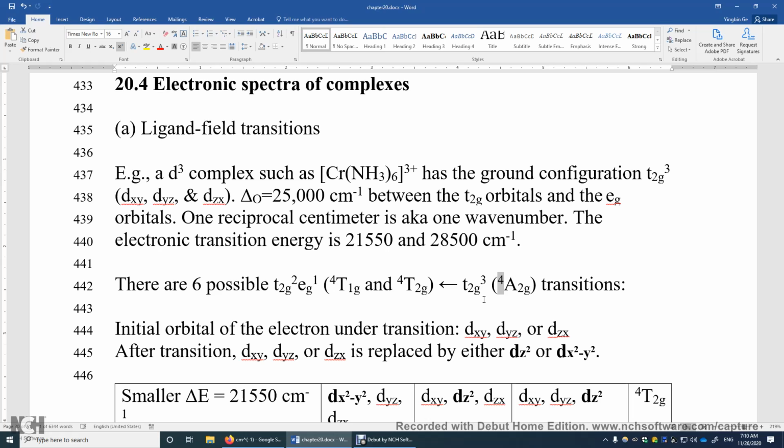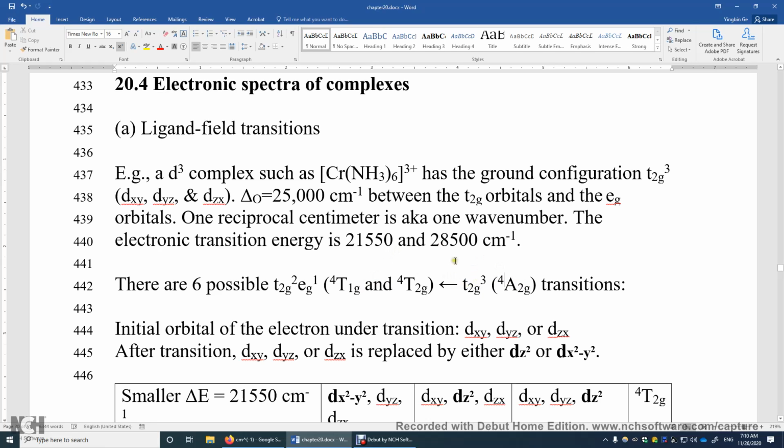That means S, the total electron spin of the 3 electrons, is 3 halves. And the spin multiplicity is 2S plus 1. So 2 times 3 halves plus 1 is 4. That's why you have a quartet electronic spin multiplicity here.